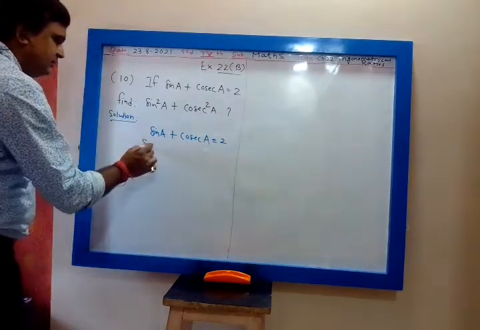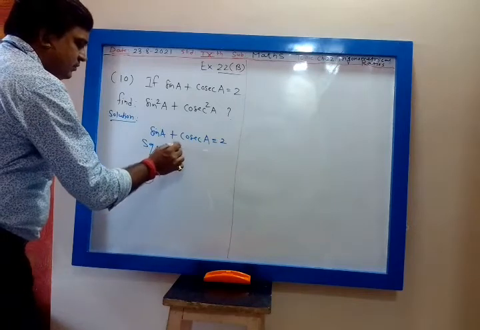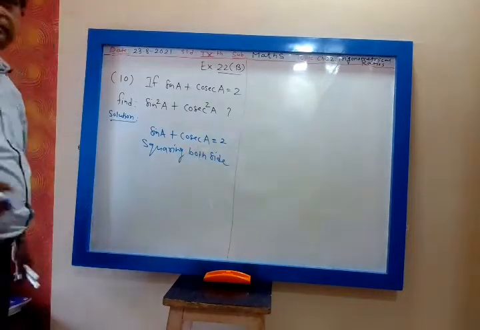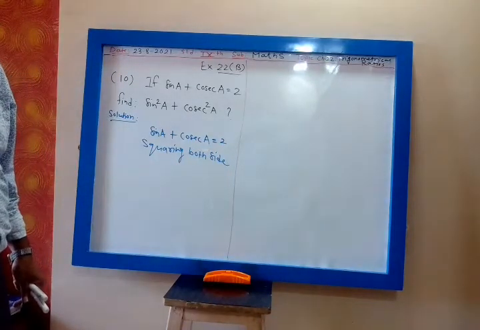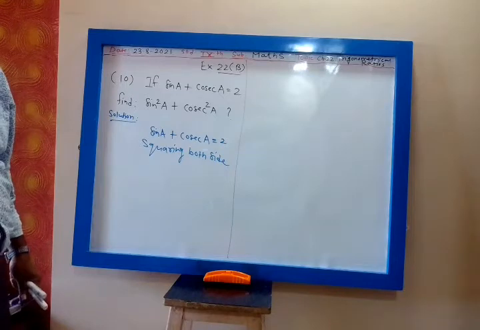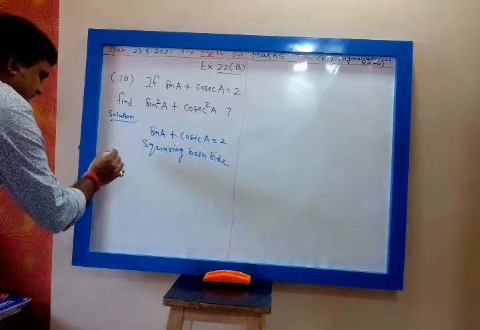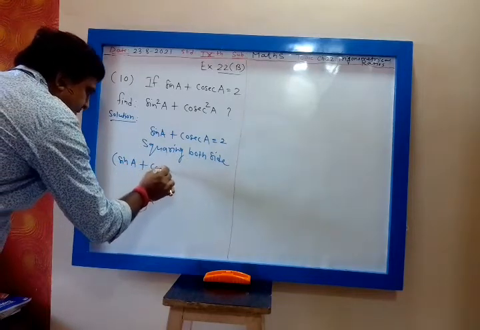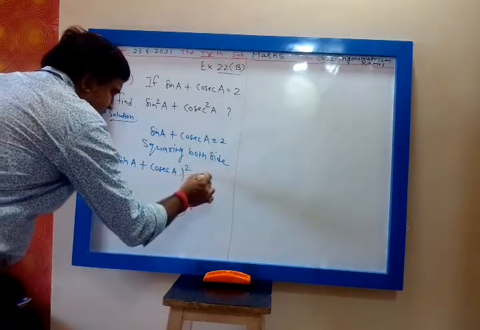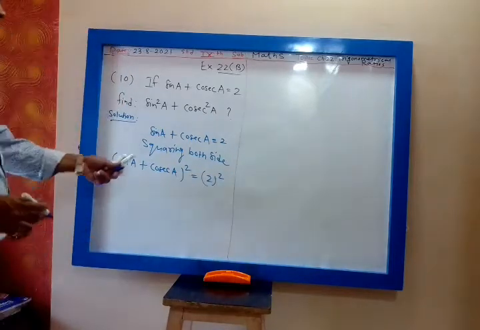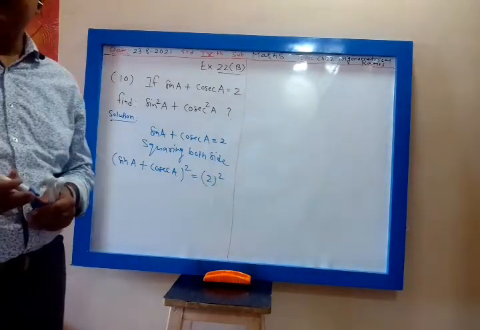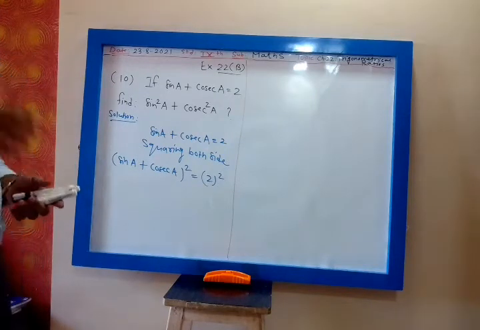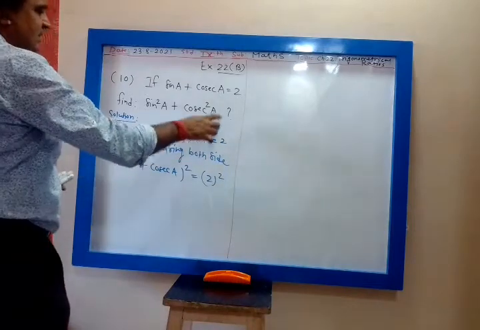Squaring both sides. So this will be (sin a plus cosec a) whole square is equal to 2 square. Remember, (a plus b) whole square is not equal to a square plus b square. So you have to square both the sides.